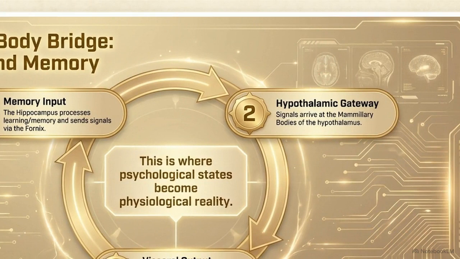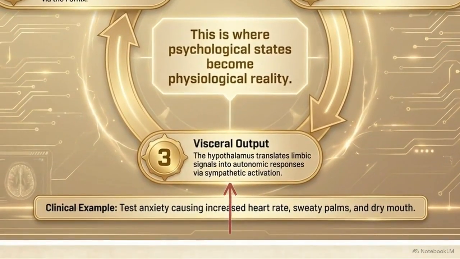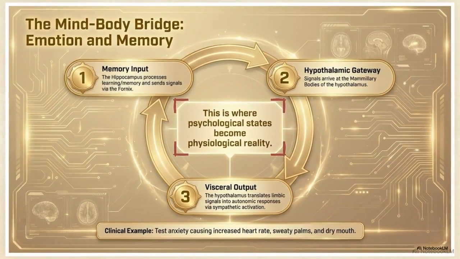This produces a direct visceral output. A common clinical example is test anxiety. A psychological state surrounding a memory task arrives at the mammillary bodies, triggering a sympathetic cascade that causes a rapid heart rate and a severely dry mouth.